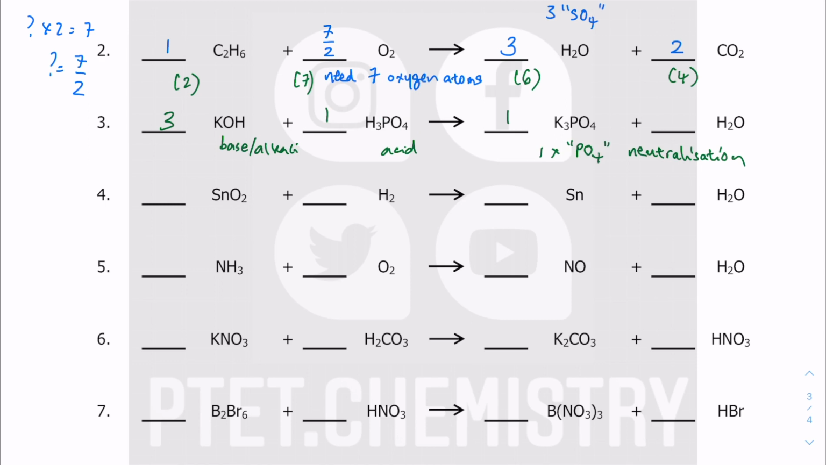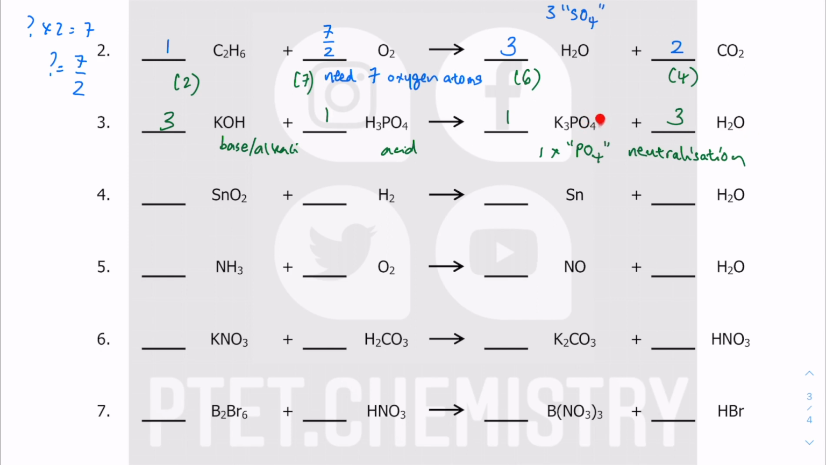And then now I look at my hydrogen. So 3 hydrogen, 3 times 1 is 3 hydrogen. 1 times 3 is 3 hydrogen. Altogether, I have 6 hydrogen atoms on the left. I need 6 hydrogen atoms on the right. I have a H2, 2 hydrogen atoms, so I just need 3 H2O molecules. 3 times 2 is 6 hydrogen atoms.